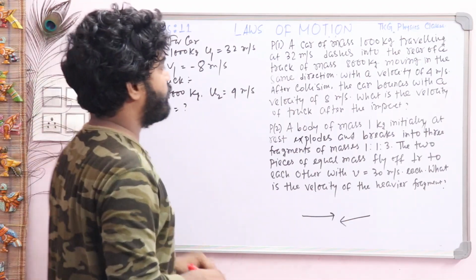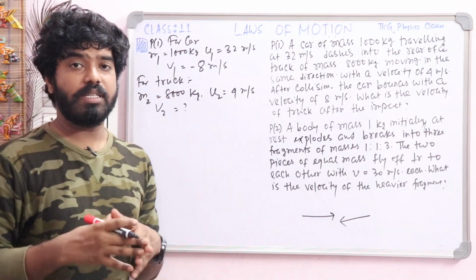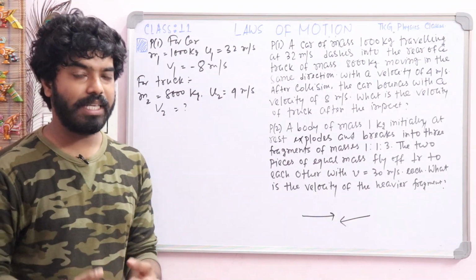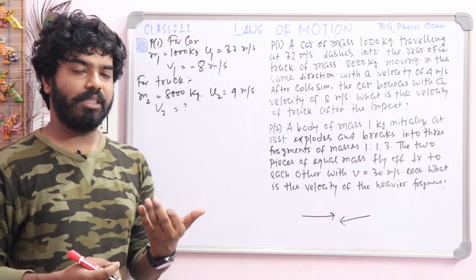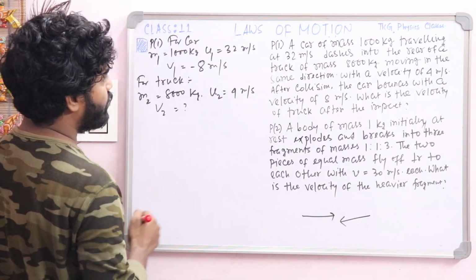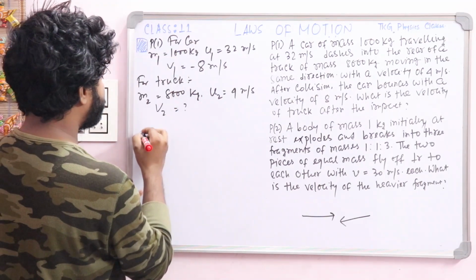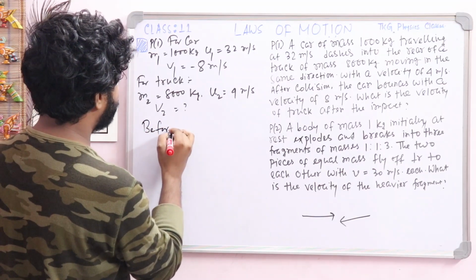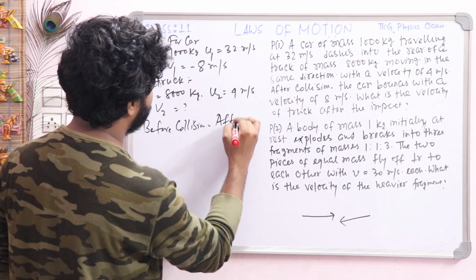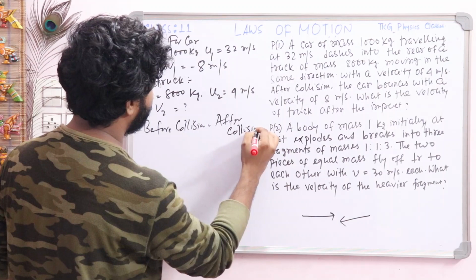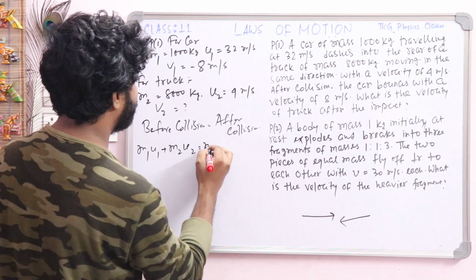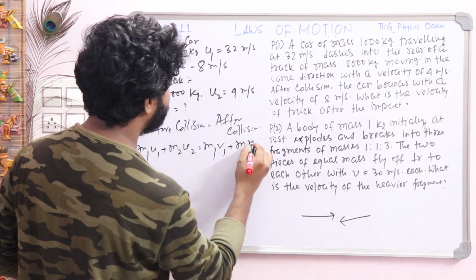That is, you have to find out v2. So all of this you know, you just apply the law of conservation of linear momentum. The law of conservation of linear momentum says that the total momentum before collision is exactly equal to the total momentum after collision. Before collision the momentum is m1 u1 plus m2 u2, and after collision it is m1 v1 plus m2 v2.